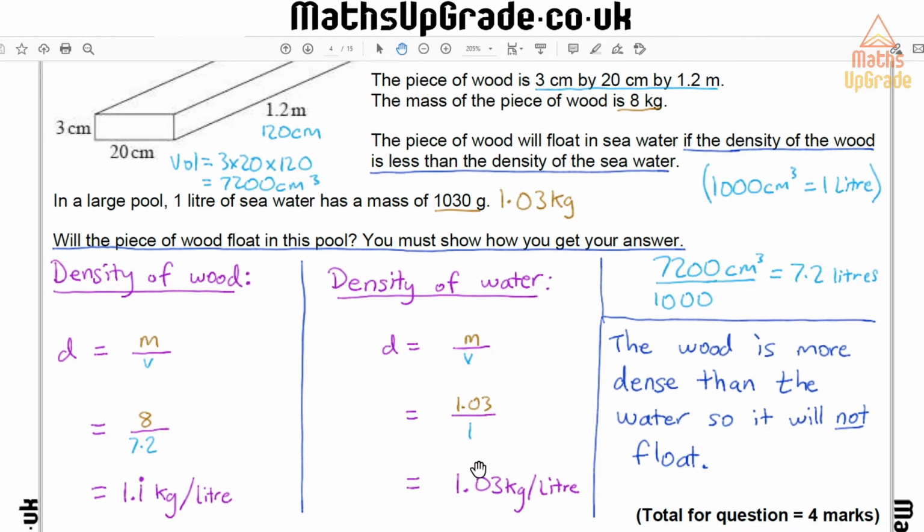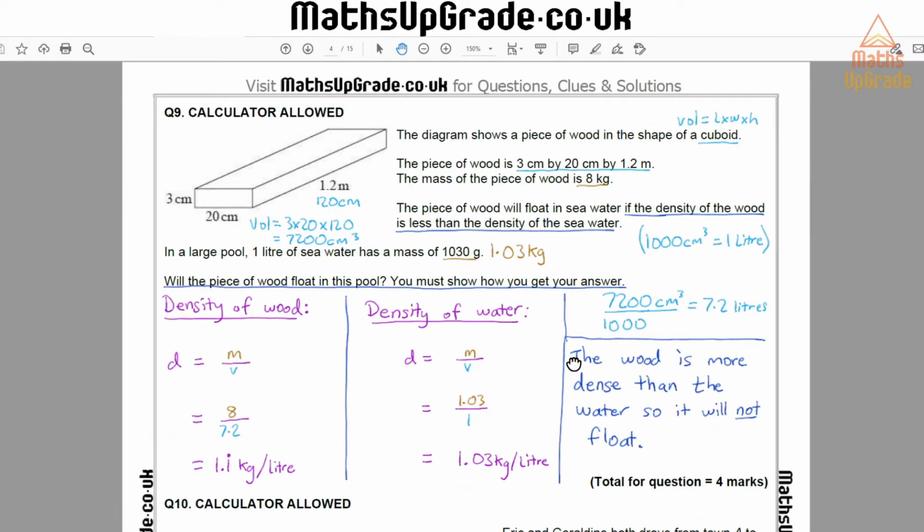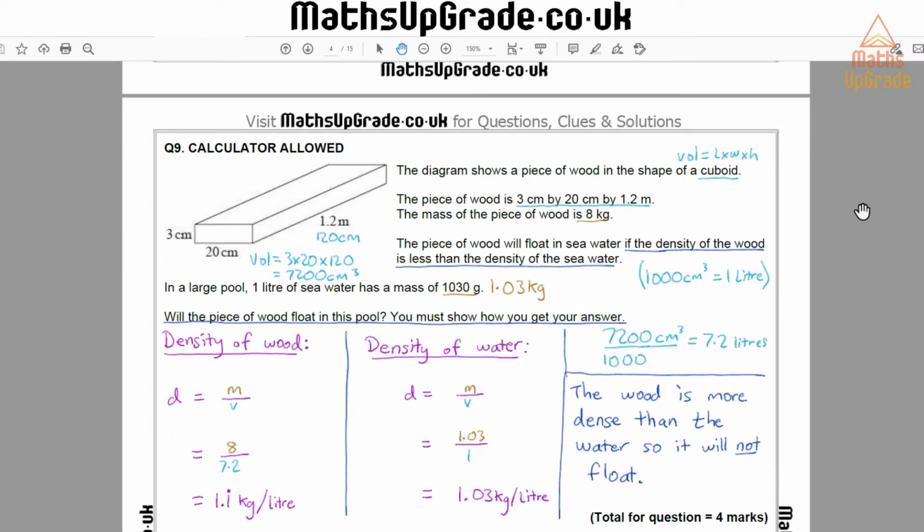So now I need to compare these two values. If the density of wood is less than the density of seawater, then the piece of wood will float. But you can see this value here is greater than this value here, so the wood will not float. It's more dense than the water. The whole question there is worth 4 marks.